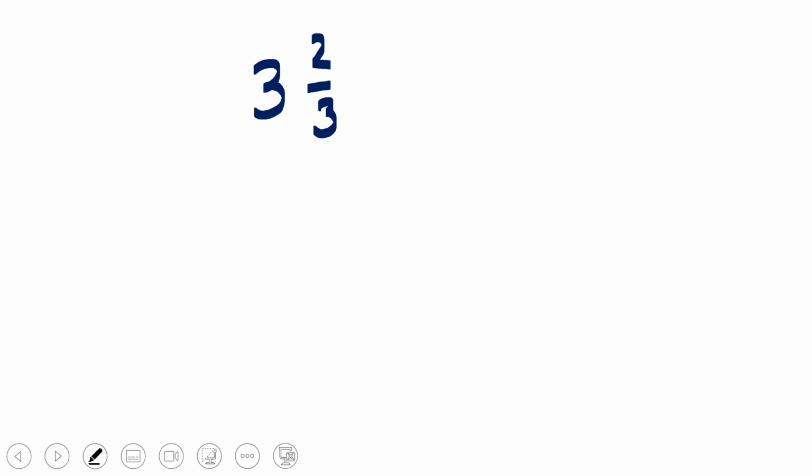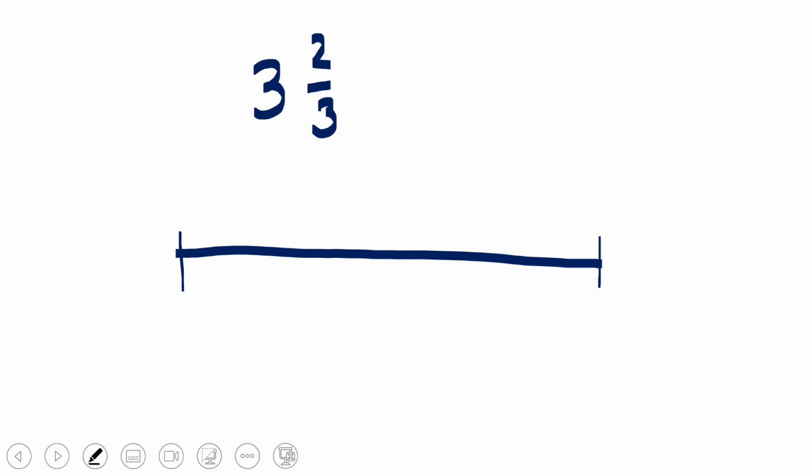If you are asked to locate something like 3 and 2/3 on a number line, there are values between 3 and 4. And we're working with the denominator 3, so ideally you'd use a ruler and equally mark thirds in your number line. I'm going to eyeball it here. It's going to be approximate.